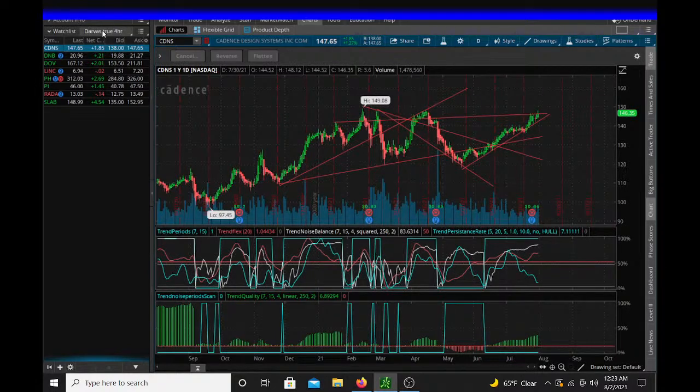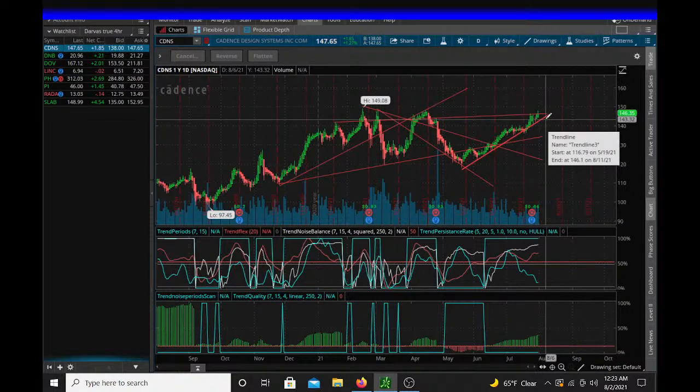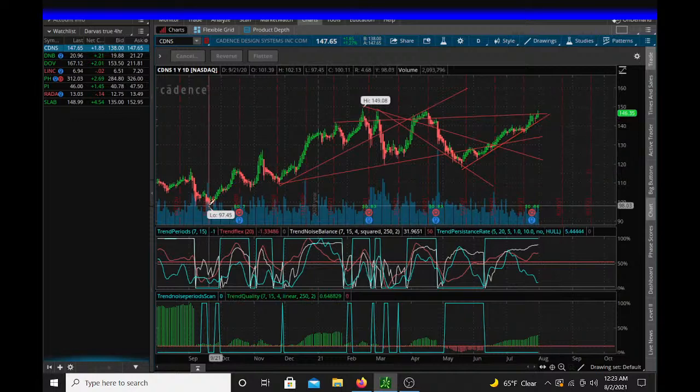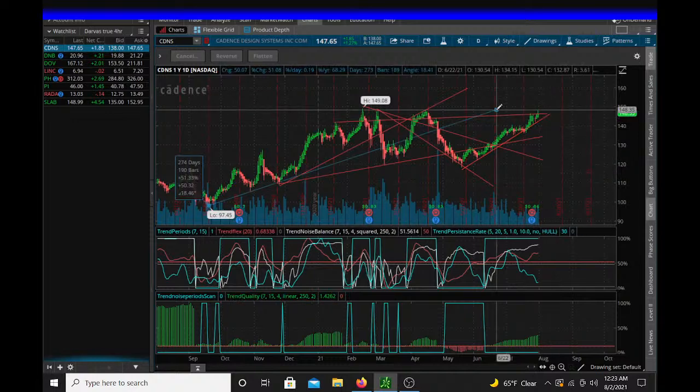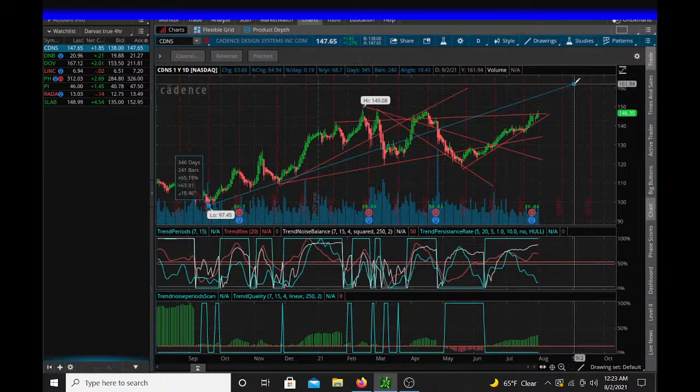Alright, and we've got this Cadence Design Systems. Okay, we've been here before. And it looks like we are trying to break out of this here. Will it happen? Alright, let's see what we've got going right up through here. Basically through the middle.